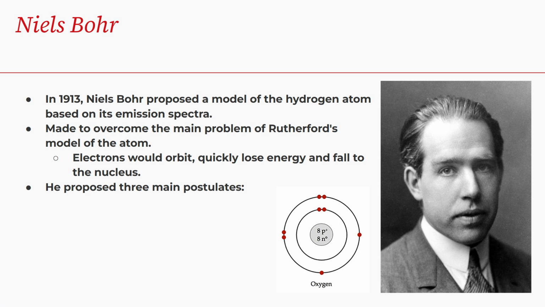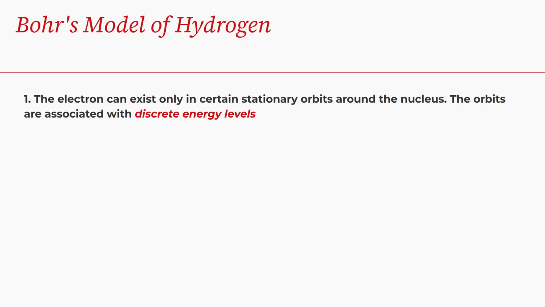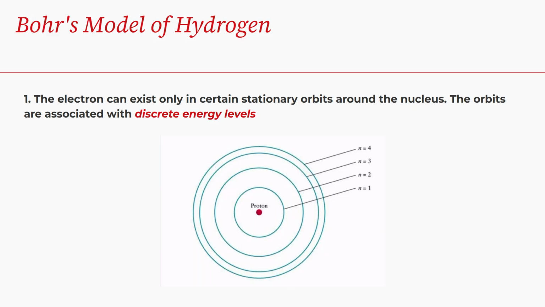He proposed three main postulates for his theory, or his model. The first is that an electron can only exist in certain stationary orbits around the nucleus, and these orbits are associated with discrete energy levels. So, what this means is that electrons can only be found in specific spots around the nucleus, which he calls energy levels. So these different energy levels would be like n equals 1, the first energy level, which orbits around the nucleus, then the second energy level.